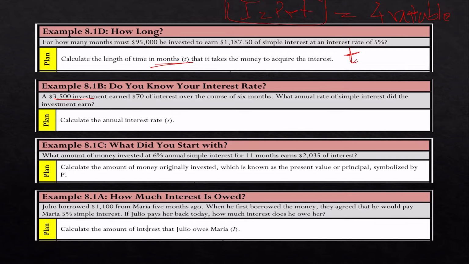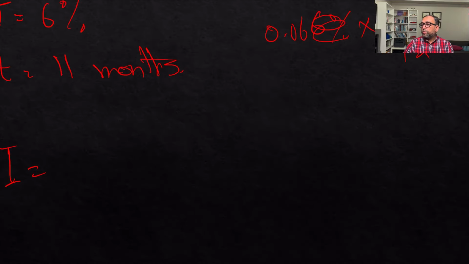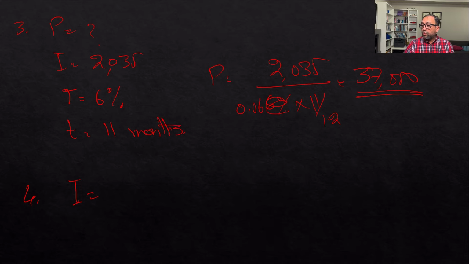Julia borrowed 1,100 from Maria 5 months ago. When he first borrowed the money, they agreed that he would pay Maria 5% simple interest. If Julia pays her back today, how much interest does he owe her? So in this case, we want to find out I.